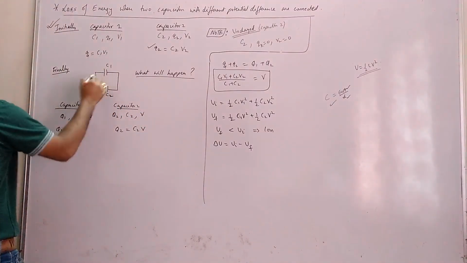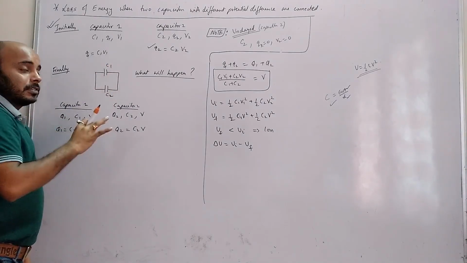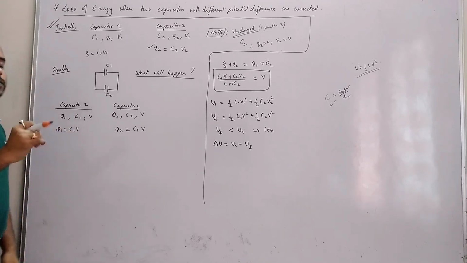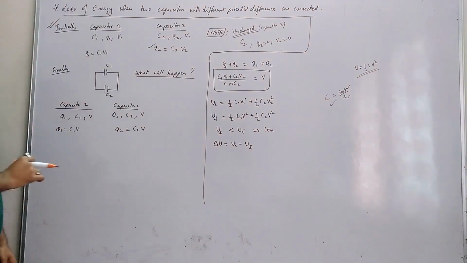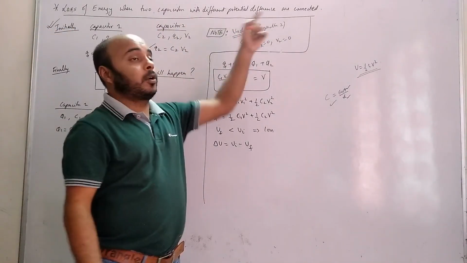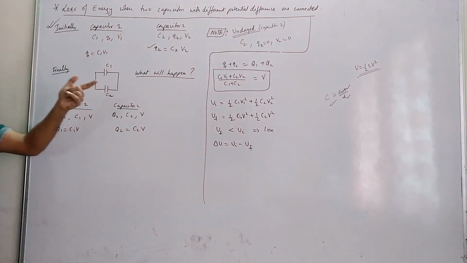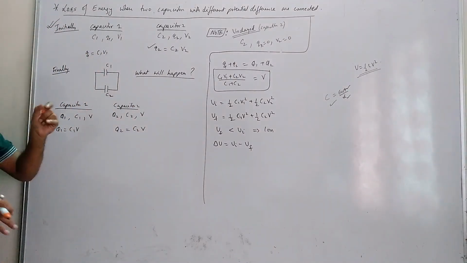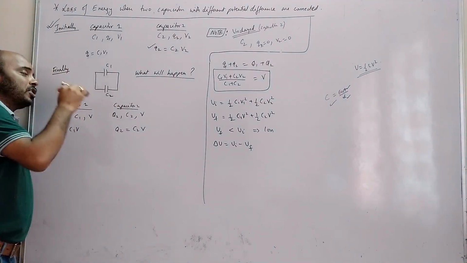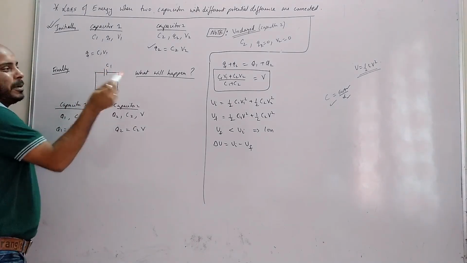Now they are connected with each other. What will happen? Since they have different charges or different potential differences, charge starts to flow from higher potential to lower potential. That's why different potential difference is very important. If they are not at different potentials, nothing will happen even if they are connected. Since there is a potential difference, charge starts flowing through the wire from higher potential to lower. It may go from V2 to V1 or V1 to V2, depending on which potential is more.